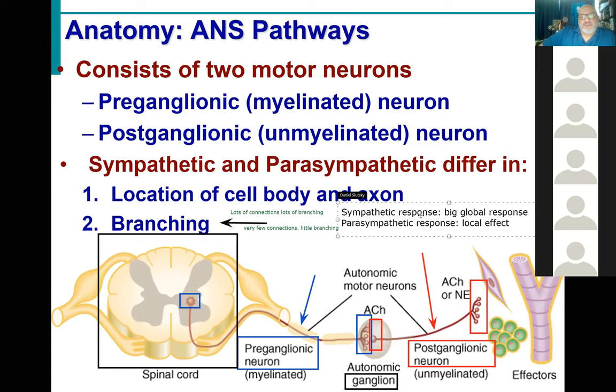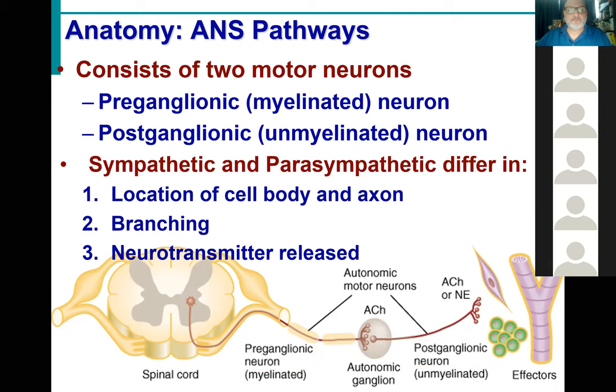So their locations in the central nervous system, where their ganglia are located, and also the branching associated with them. Let's take a look at this. Oh, and of course the neurotransmitter released as well. Excellent. All right, let's draw this. Are we on time still? Are we still good? Yep, we are.